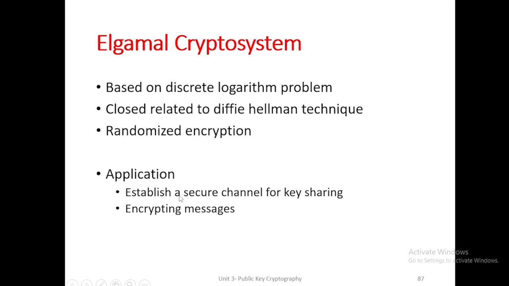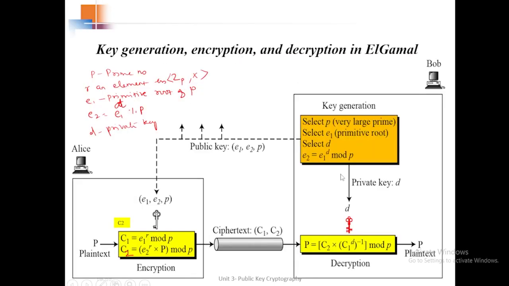The main applications of Elgamal cryptosystems are sharing the session key in a secured way and transferring a message in an encrypted format. For these two applications only, Elgamal cryptosystems are used. This is the overview of public and private key generation, and the encryption and decryption methodology that will be done in an Elgamal cryptosystem. Here Alice is the initiator, Bob is the responder.